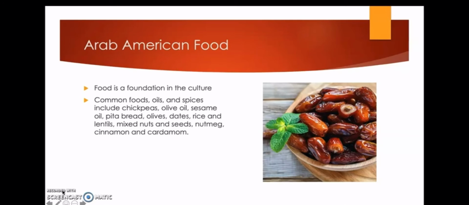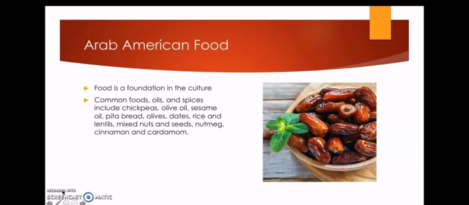Dates are an absolute staple to Arab cuisine, especially during the holidays. Mixed nuts and seeds such as pumpkin seeds, watermelon seeds, and sunflower seeds are another staple. It's common to be offered these when you're a guest in their homes.